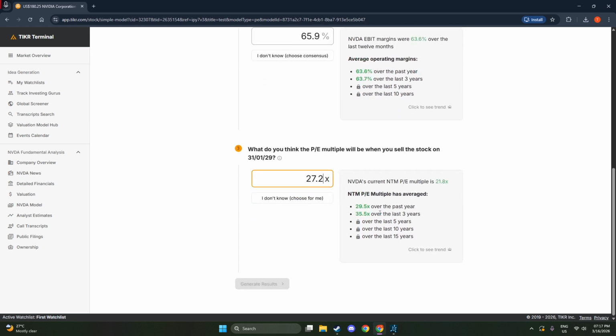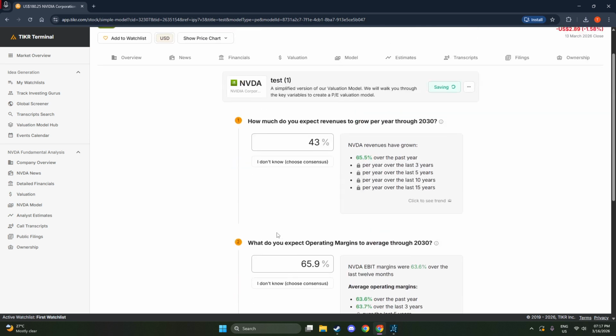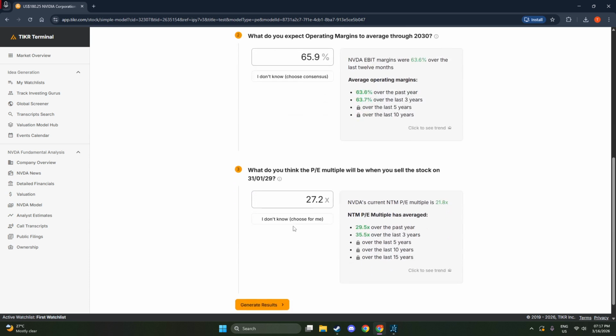Keep each assumption realistic and internally consistent. For example, very high growth with very low margins is uncommon over long periods. Review the output. The tool instantly generates a price target, forecasted returns, and a concise summary of your assumptions.